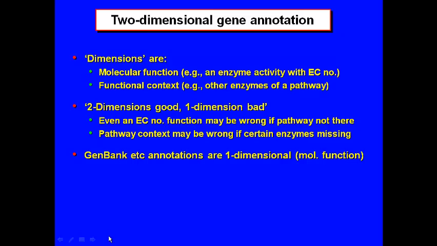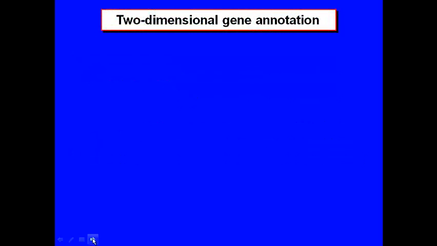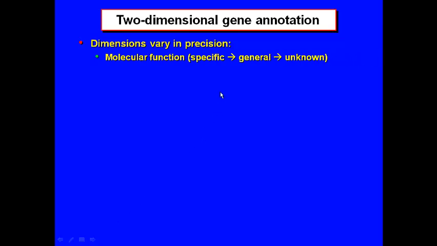Now, when you're doing two-dimensional gene annotation, and I'm insisting on this because this is the power of the SEED, this is one of its brilliant insights as to how to do the job of functional annotation better, the dimensions can vary in precision. A molecular function can vary from being extremely specific to general to unknown. That would be EC number, it's a very specific one. A functional context can be really defined, it can be ambiguous, or it can be undefined.